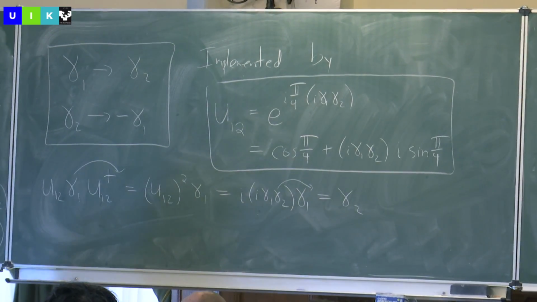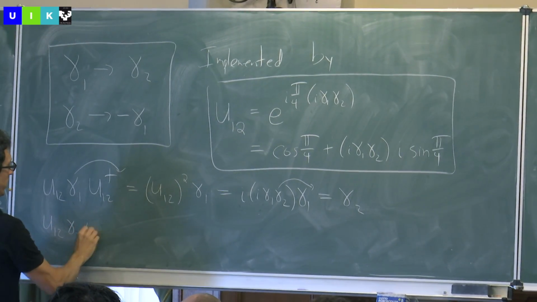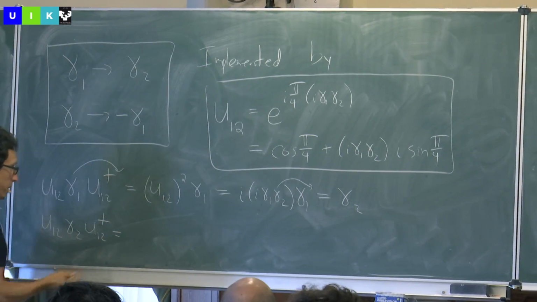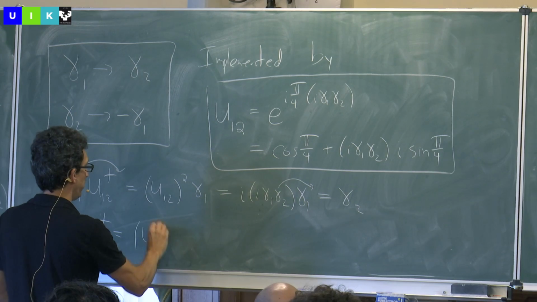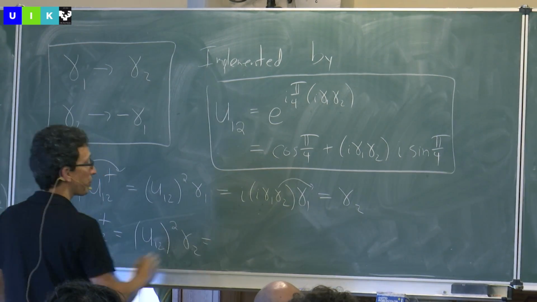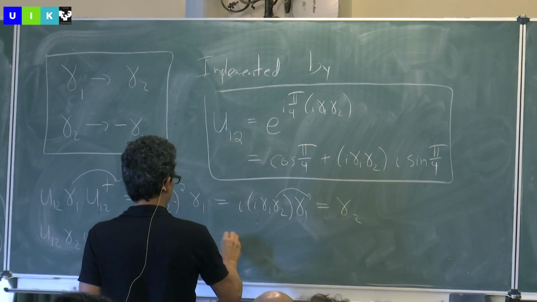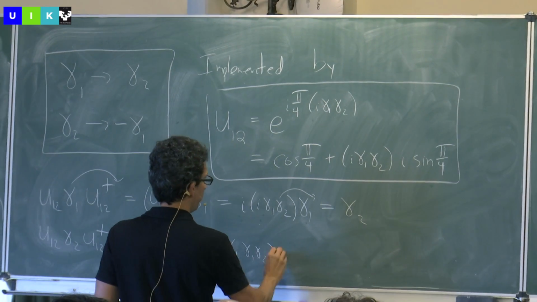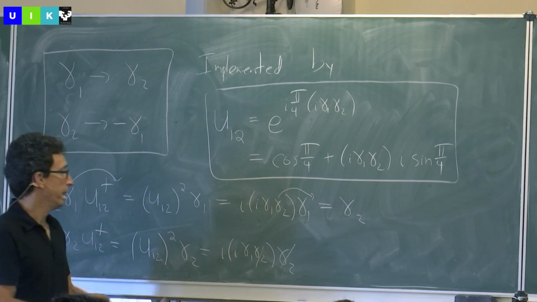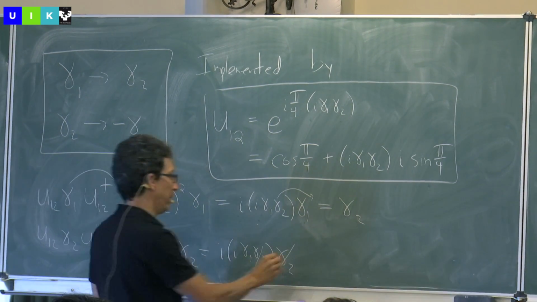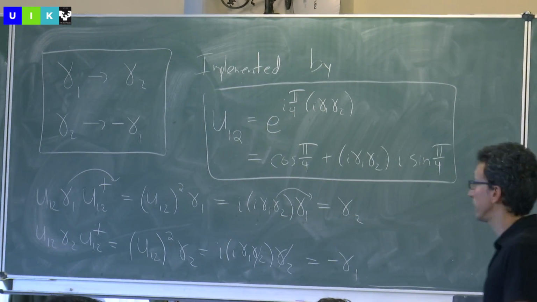Okay, so let's do the same thing for this second line here. So if I look at U12 gamma 2 U12 dagger, similarly, I can play the same trick, move gamma 2 to the right. This just becomes U12 squared gamma 2. It's the same as here, I just replace gamma 1 by gamma 2. So I get i gamma 1 gamma 2 times gamma 2. So this one's even easier. The gamma 2's just give identity. The i squared gives us a minus 1. And this is just minus gamma 1. Okay, so you get that sacred minus sign as required.